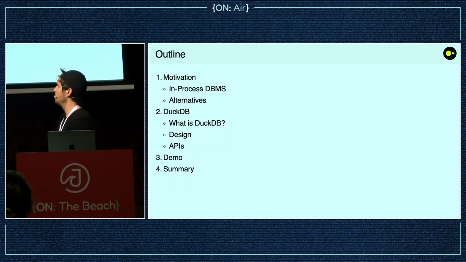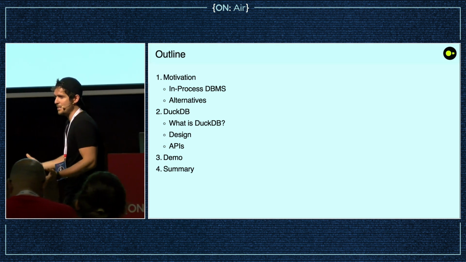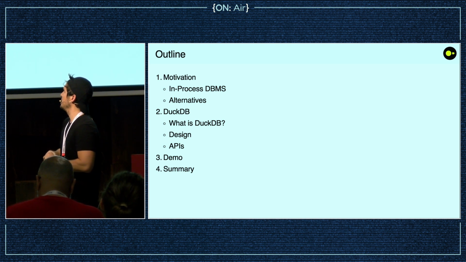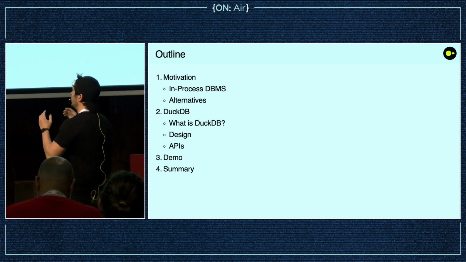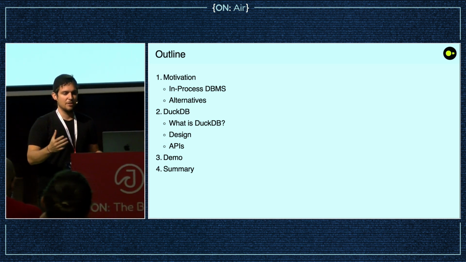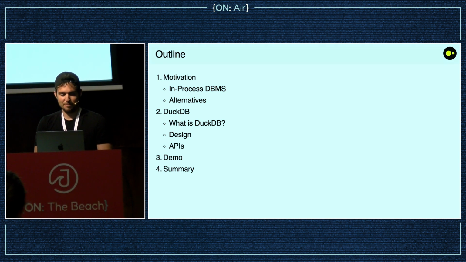In this talk, we're basically going to start with some motivation. What's an in-process database management system? What are the alternatives to in-process database management systems? Then we're going to go through DuckDB: what is DuckDB, its design, what the API looks like, a short demo, and the summary of the talk.